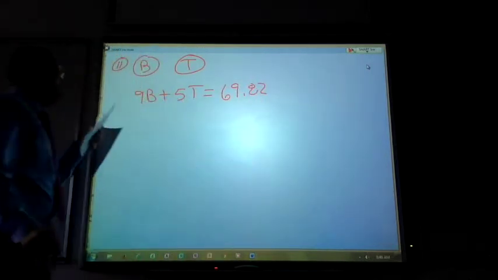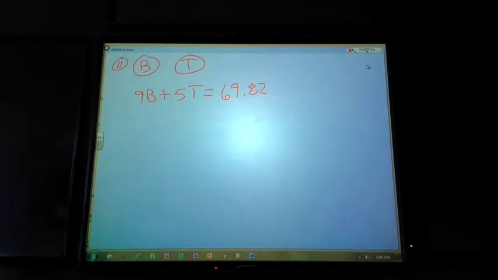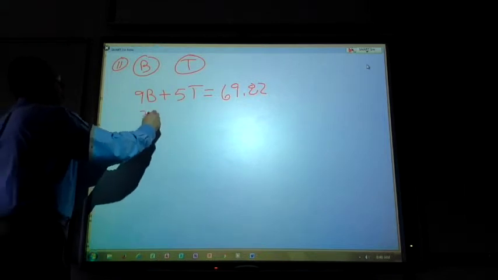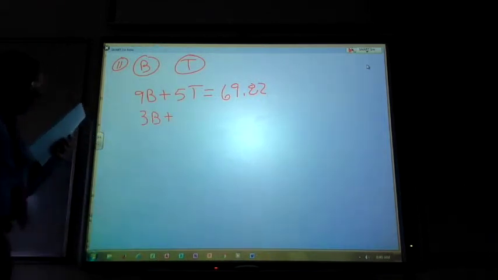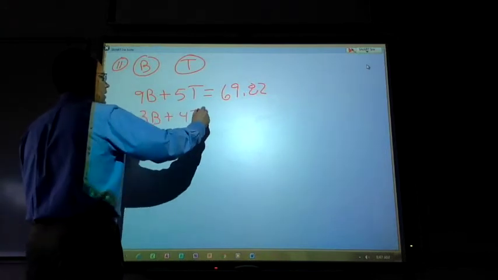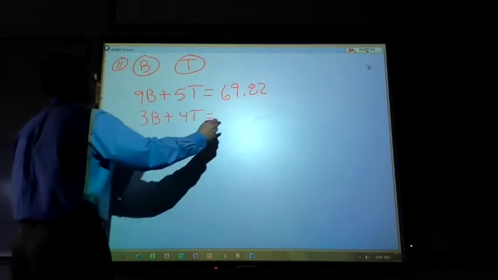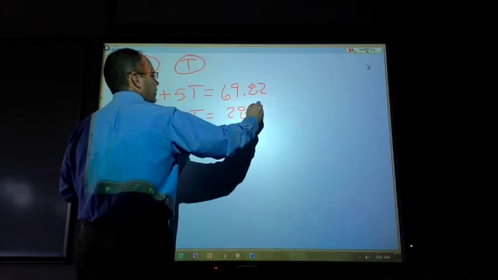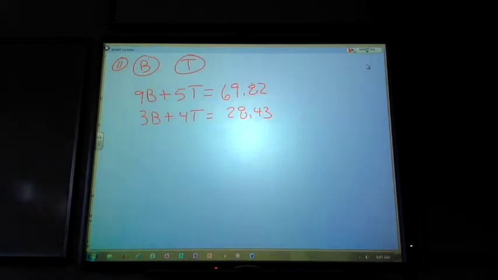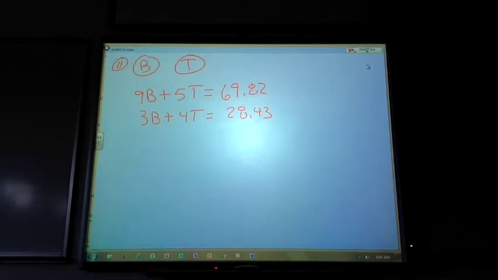All right, 3 burritos. How do I represent 3 burritos mathematically? 3B. 4 tacos mathematically is 4T, and that's equal to 28.43. That's our system of equations to start solving this. We want to figure out how much each single burrito cost, and how much each single taco cost.